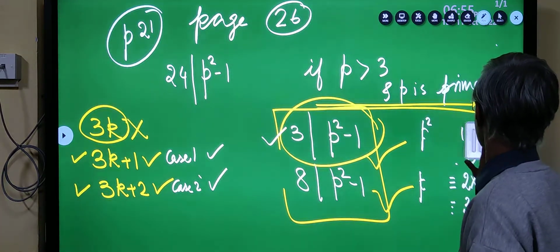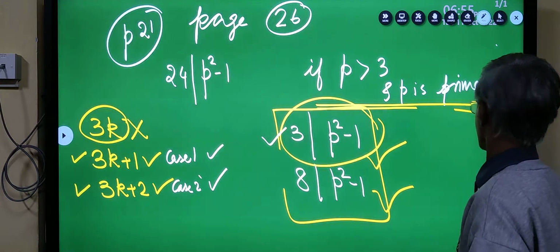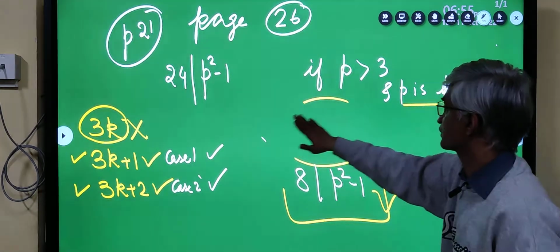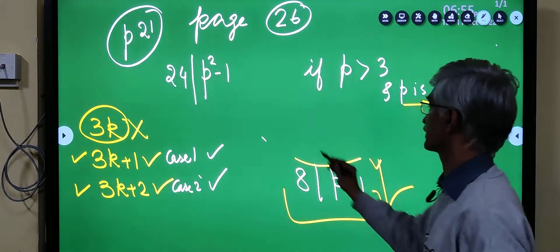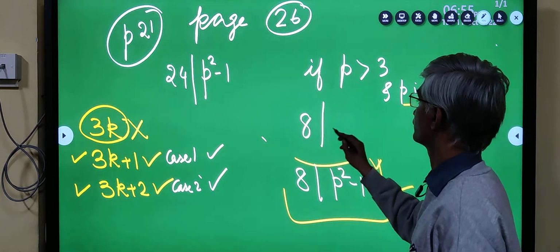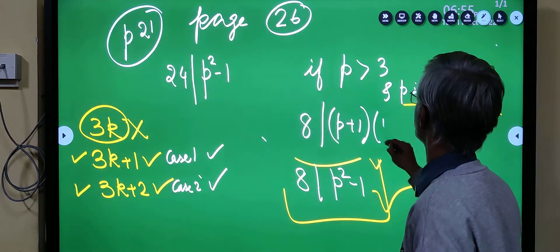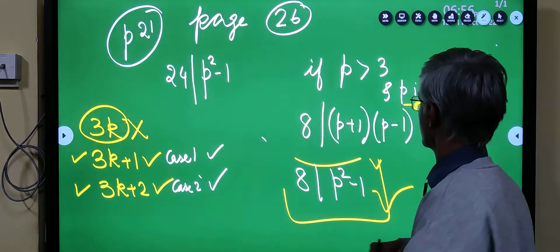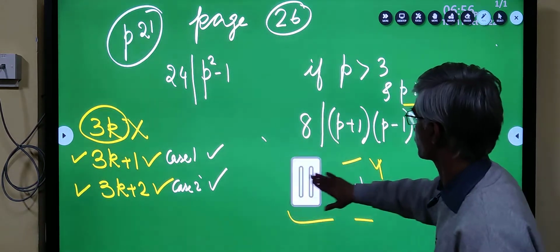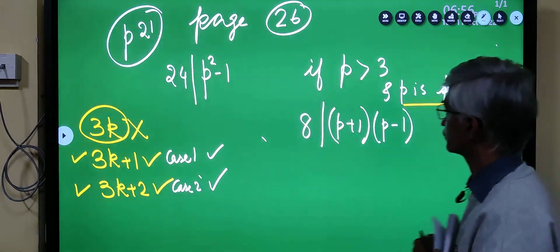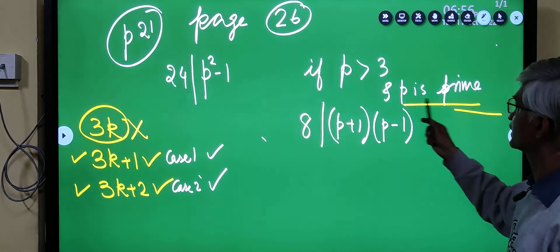So for that, let's try factorizing p squared minus 1. So 8 divides p plus 1 into p minus 1, the factorization of p square minus 1. This is what we have to prove. So here we'll just quickly finish this.